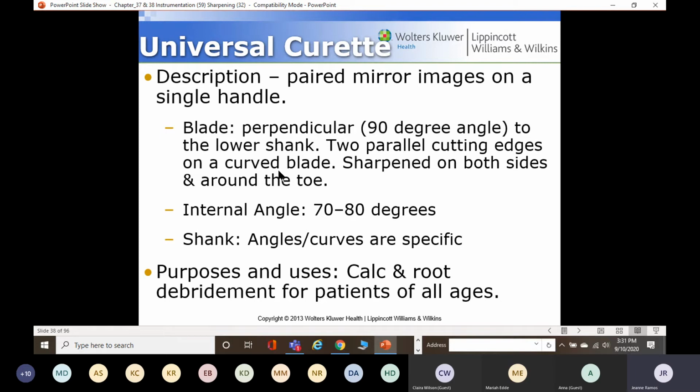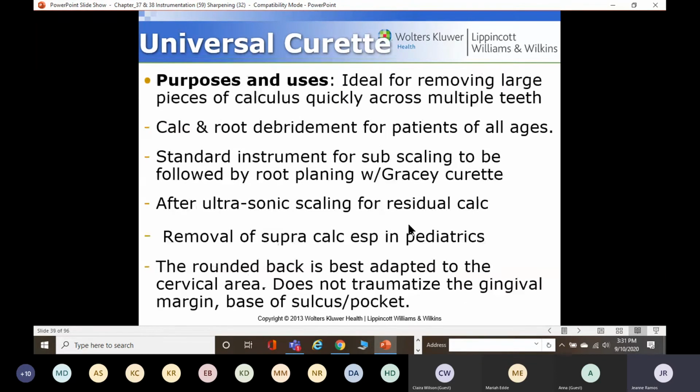Two parallel cutting edges on a curved blade, sharpened on both sides and around the toe. So the internal angle is 70 to 80 degrees. The shank angles and curves are specific. Purposes and uses: calculus and root debridement for patients of all ages. It's ideal for removing large pieces of calculus quickly across multiple teeth.